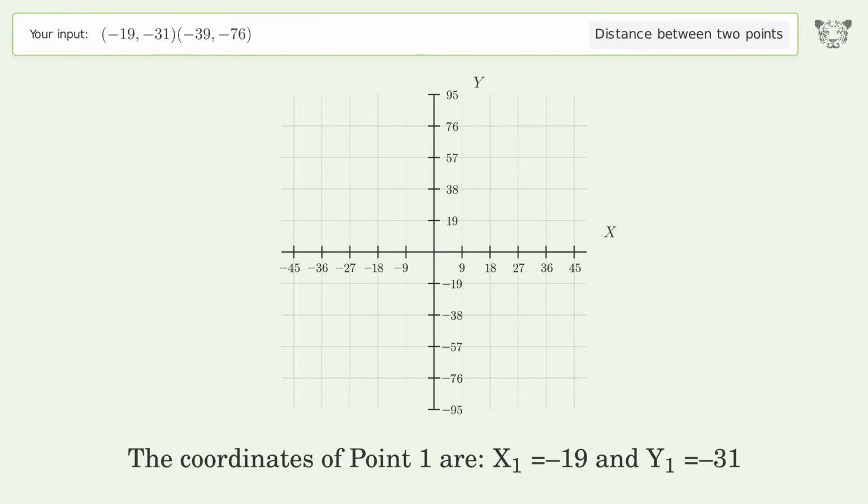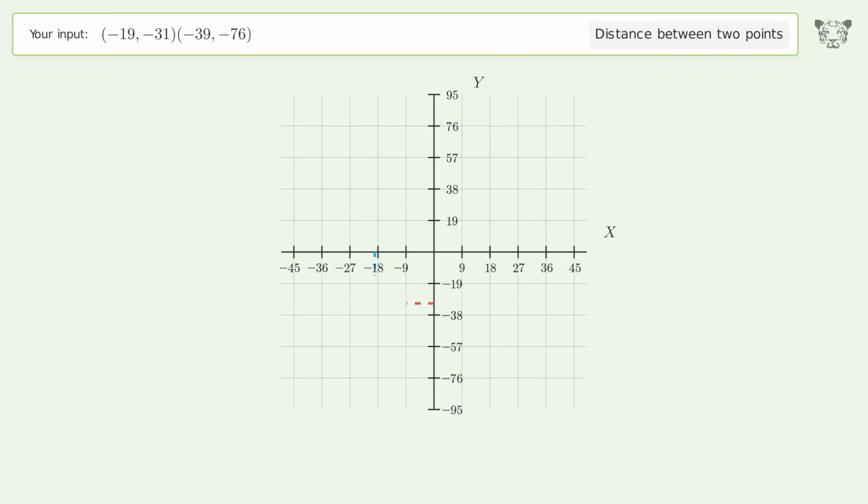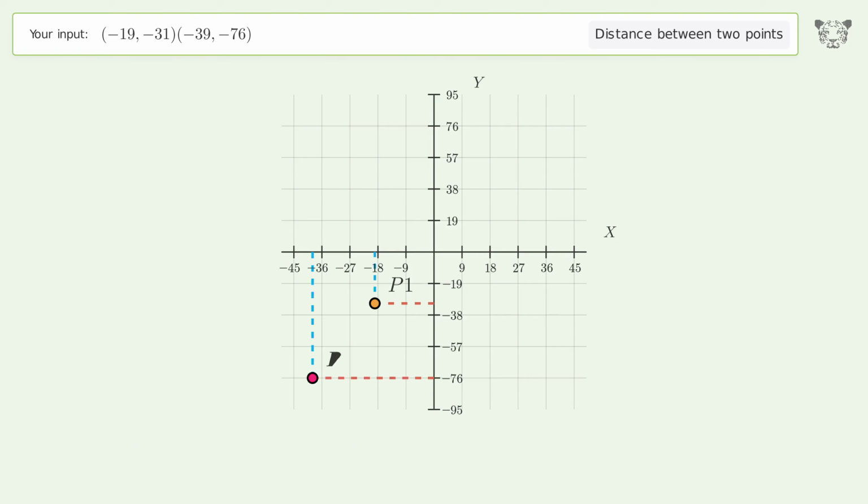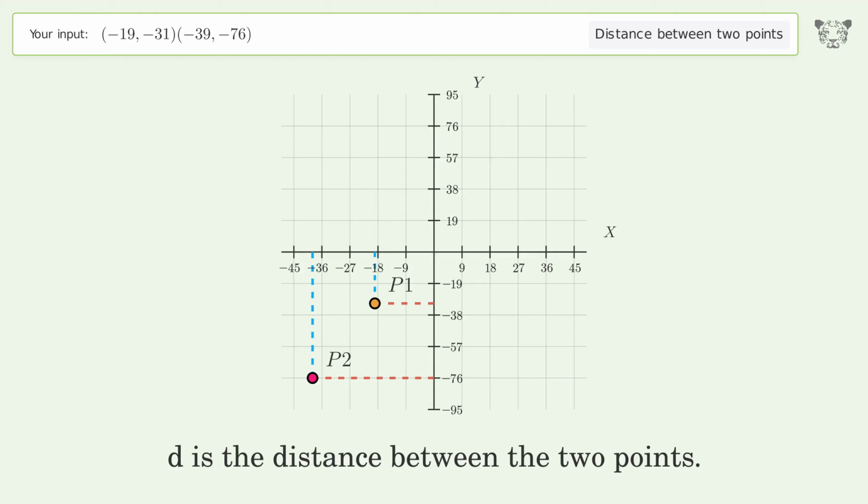The coordinates of point 1 are, x1 equals -19 and y1 equals -31. The coordinates of point 2 are, x2 equals -39 and y2 equals -76. D is the distance between the 2 points.